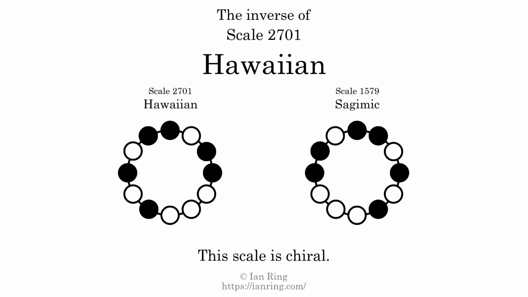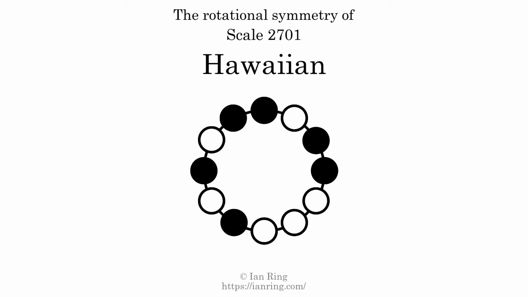The inverse of a scale is a mirror image. It is what you get when the sequence of intervals is reversed. The inverse of this scale is scale 1579, also known as Sajimic. This scale is chiral. It cannot transform into its inverse by rotational transformation. This scale has no rotational symmetry.